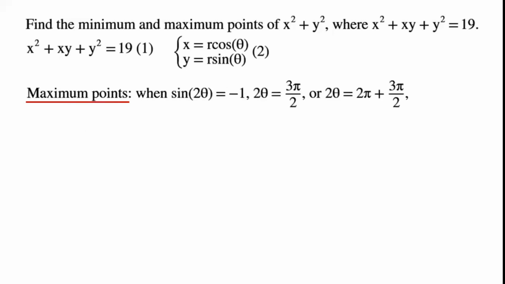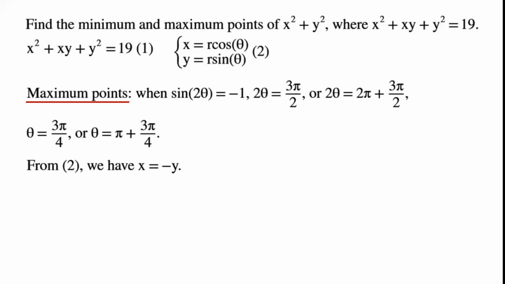The maximum points are when sine 2 theta equals -1: 2 theta equals 3 pi over 2, or 2 theta equals 2 pi plus 3 pi over 2. Theta equals 3 pi over 4, or theta equals pi plus 3 pi over 4.